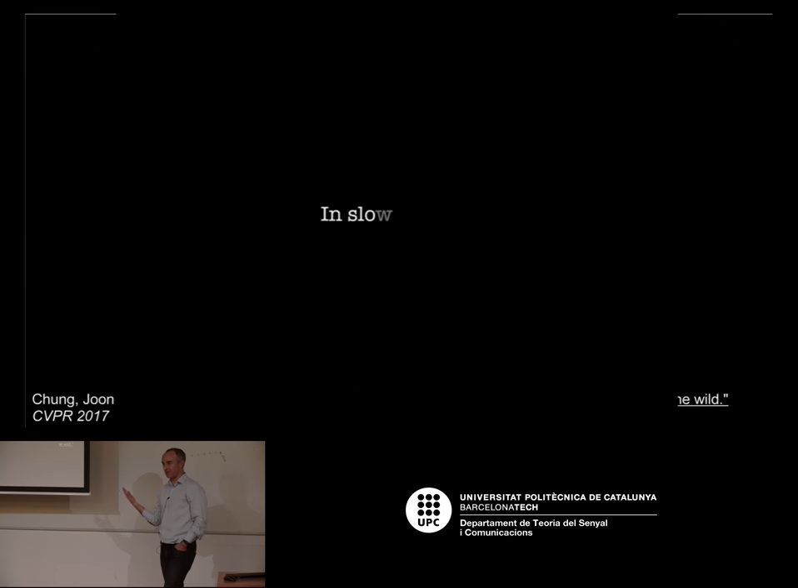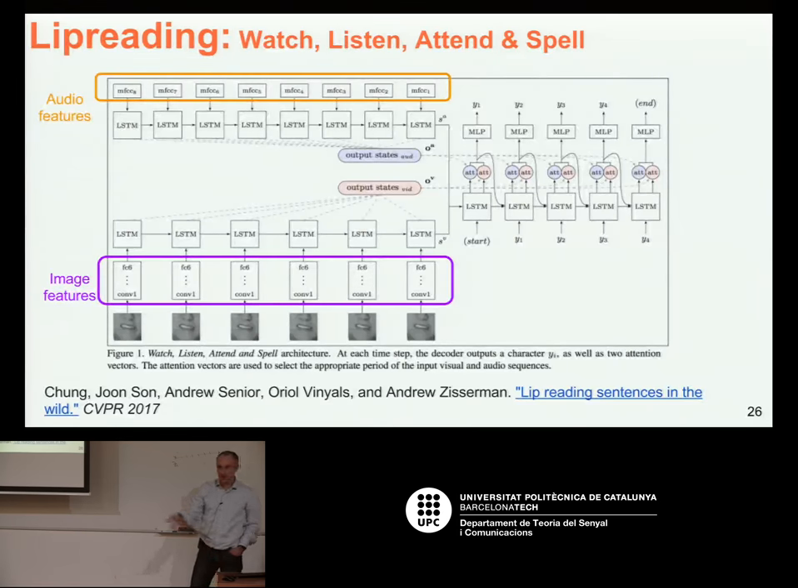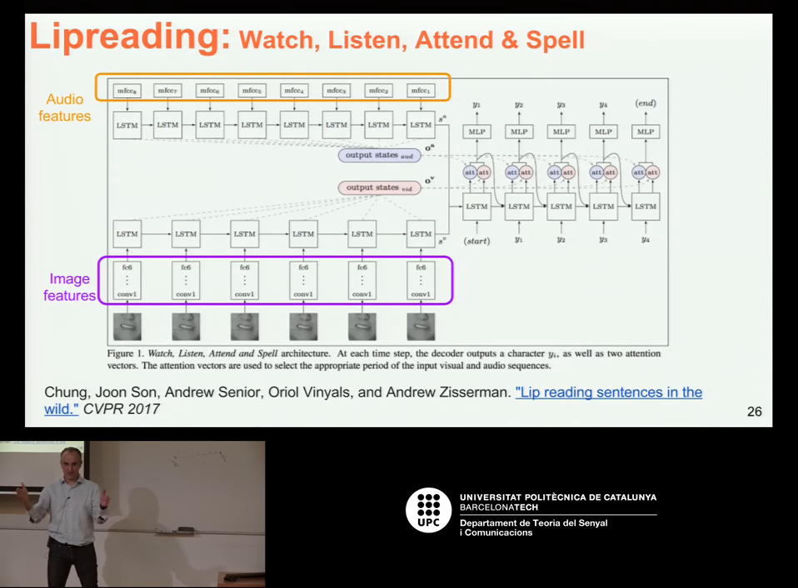Now you are in better conditions to understand how they did that, right? So if you look at the architecture, this paper was called Watch, Listen, Attend, and Spell, okay? So from, again, Oriol Vinyals, so that follows all the series of papers with this kind of titles. So here what they did is, for the image part, so that these are video sequence, they actually don't feed the full video frame. They run a lip detector, actually, and they find the lips, and they crop the lips.